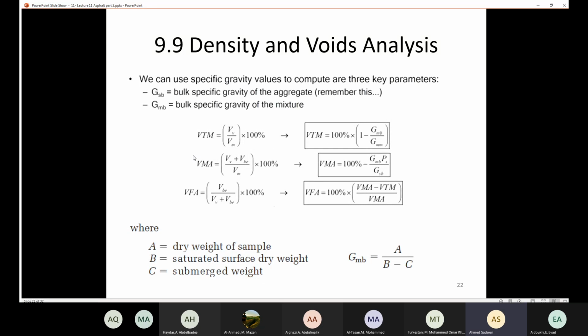So then we are going to relate these volumes to specific gravity. Through mathematical processes, we are going to convert VTM from using volume to using the specific gravity. Similarly for the VMA and for the VFA. So I'm going to convert this one. Instead of using volumes, I'm going to use specific gravity, similarly here and similarly there. So in order to use these formulas, I need to know the value of GMB and GMM.